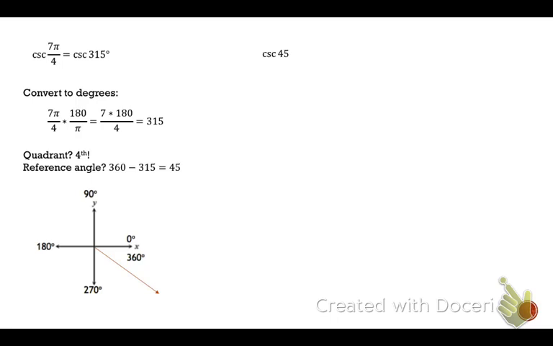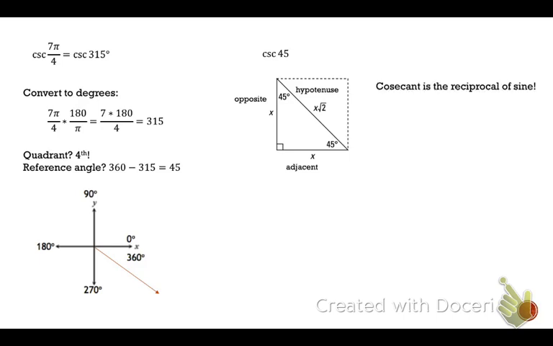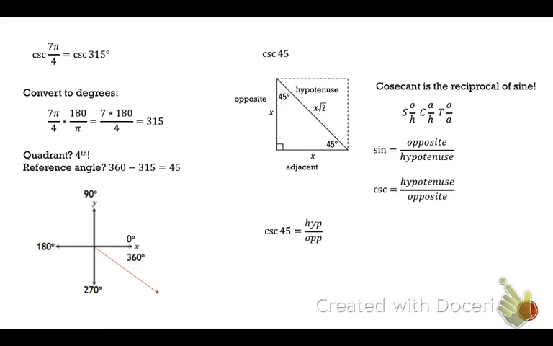Now cosecant of 45. So again, use the 45, 45, 90 triangle. Now cosecant is the reciprocal of sine. So sine is opposite over hypotenuse, which means that cosecant is going to be hypotenuse over opposite. So I'm going to find the cosecant of 45. That's going to be hypotenuse over opposite, which is x square root of 2 over x. Those x's cancel, and I'm just left with the square root of 2.